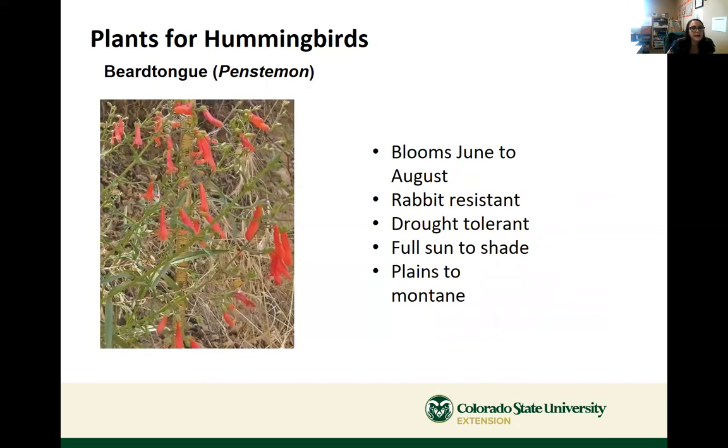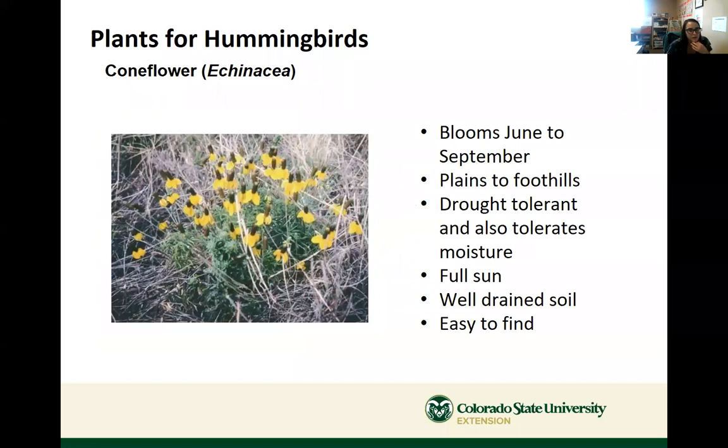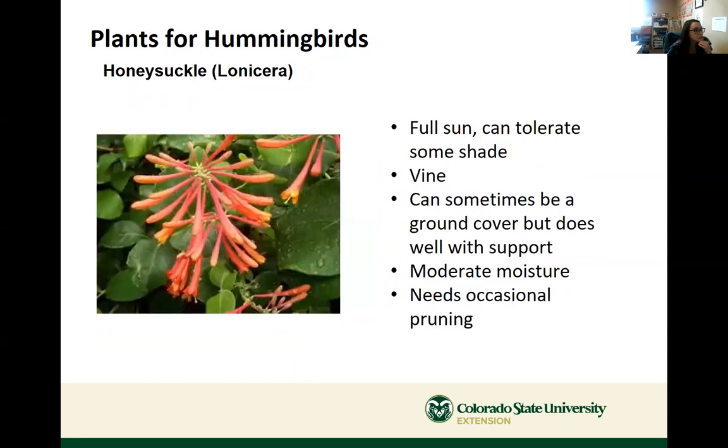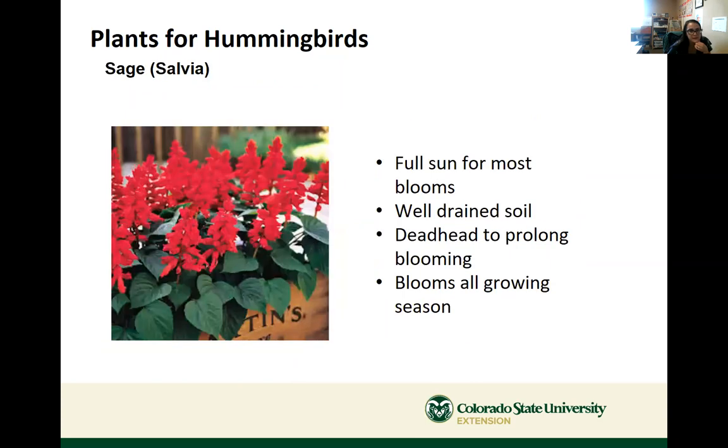Beard tongue, aka the penstemon. There's a ton of different varieties that can grow from the plains to the mountains. They do so great in Colorado. Everybody should have a penstemon in their Colorado garden. Coneflower, this one's easy to find. I mean, you can find echinacea anywhere, and that's a great one. Honeysuckle is a good one, a nice tubular shaped flower, again. Sage, any kind of the sage or salvia flowers would be great for the hummingbirds.